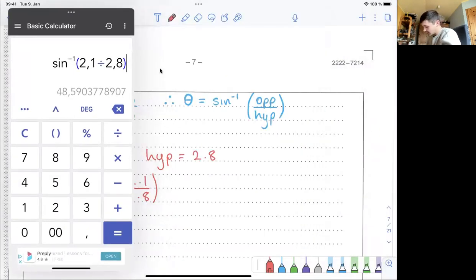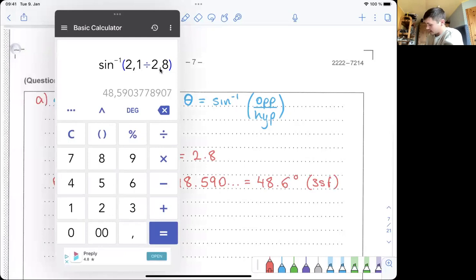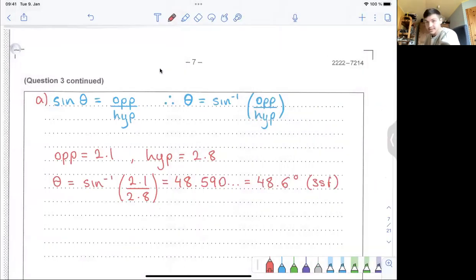That gives me 48.5, and we'll put the answer completely unrounded. And then in normal IB fashion, we'll round this to 3 significant figures, which is going to be 48.6 degrees. Okay, and there is the answer to part A.